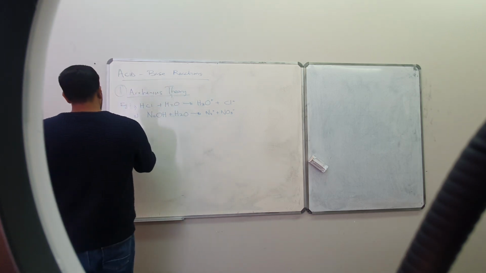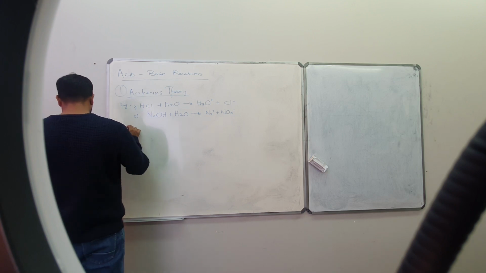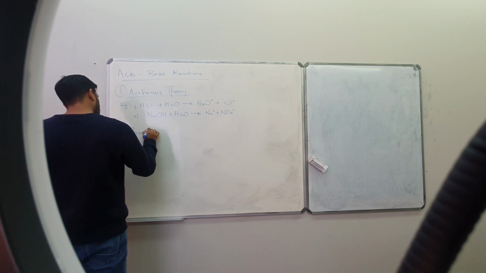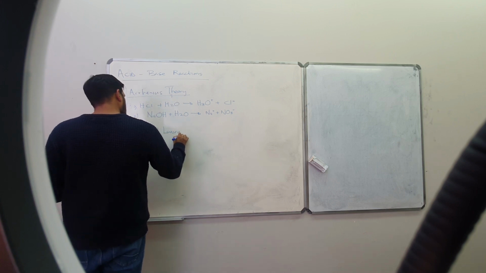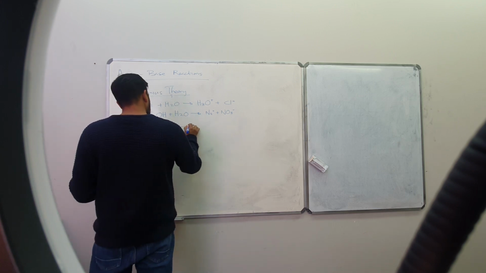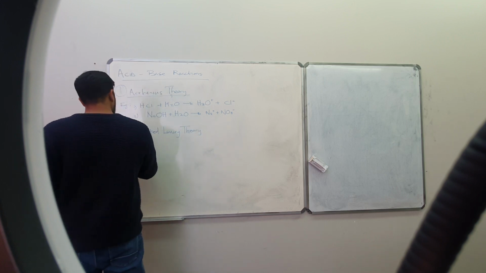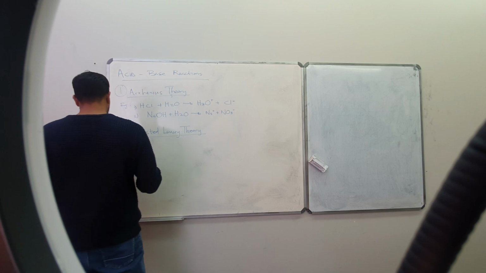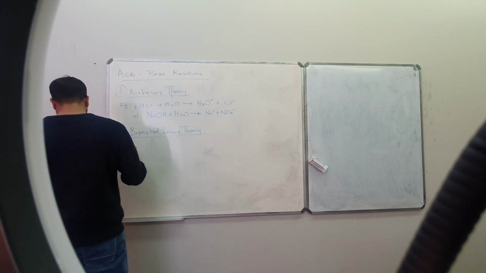Now, let's say you're given water, and you want to write the conjugate acid of water and, at the same time, the conjugate base. What is the conjugate acid of water? Whenever you want to find the conjugate acid of something, all you need to do is add H plus to it. So you're going to add a hydrogen and increase the charge by 1. So this is going to turn into H3O plus. The charge increases from 0 to 1.